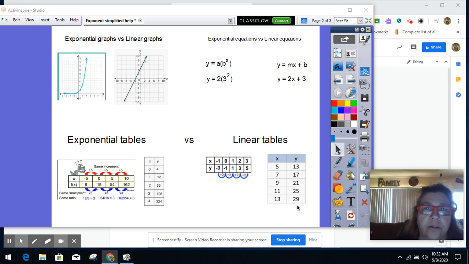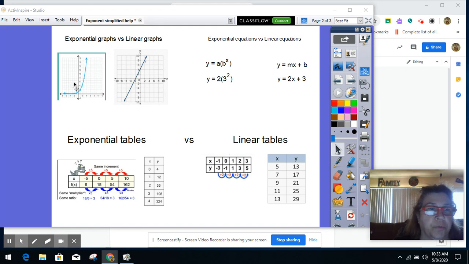Okay, back with another slide here. Again, to help you compare and decide what operation or what you need to look for when you are answering in Google Forms. So exponential graphs versus linear graphs.